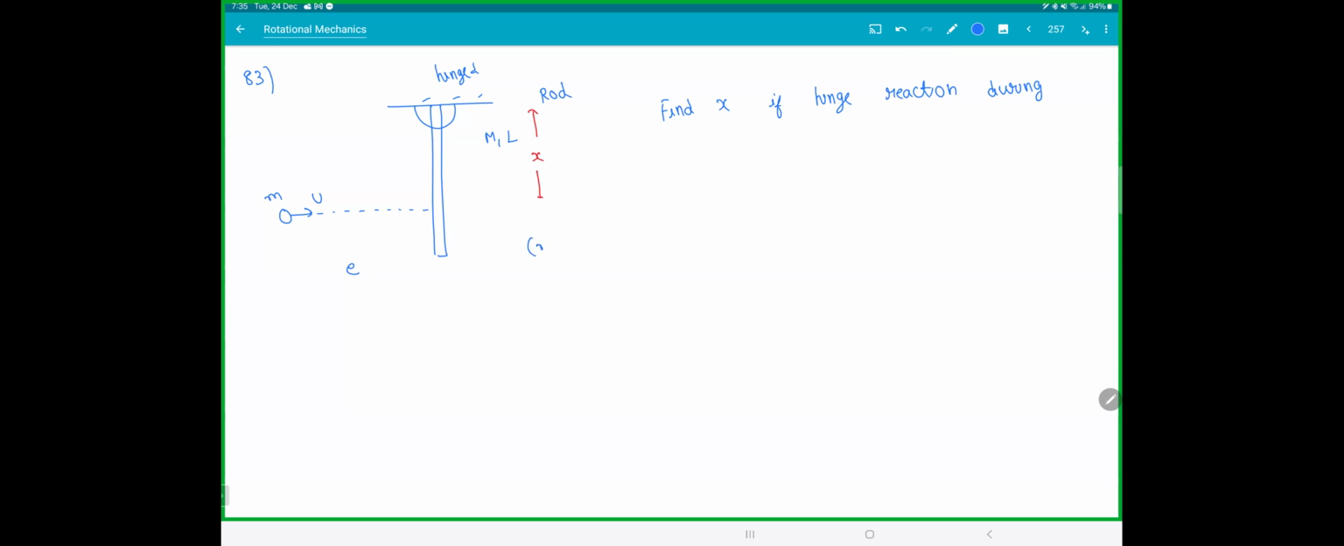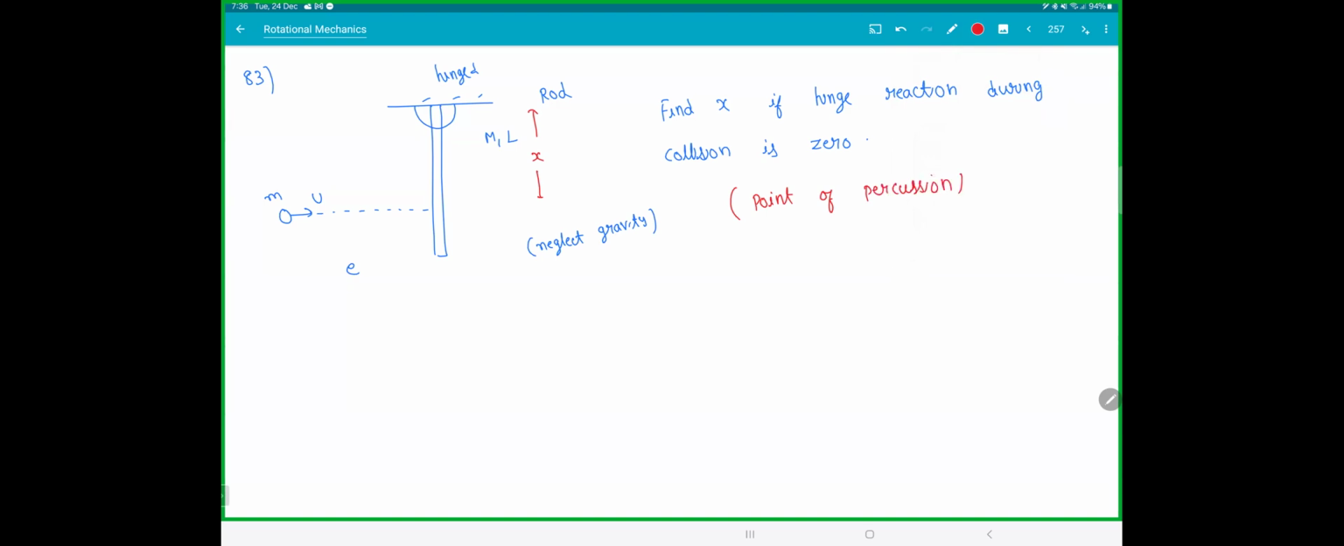Neglect gravity. So, quite an interesting thing. This thing is actually called the point of percussion. There's a name for this.